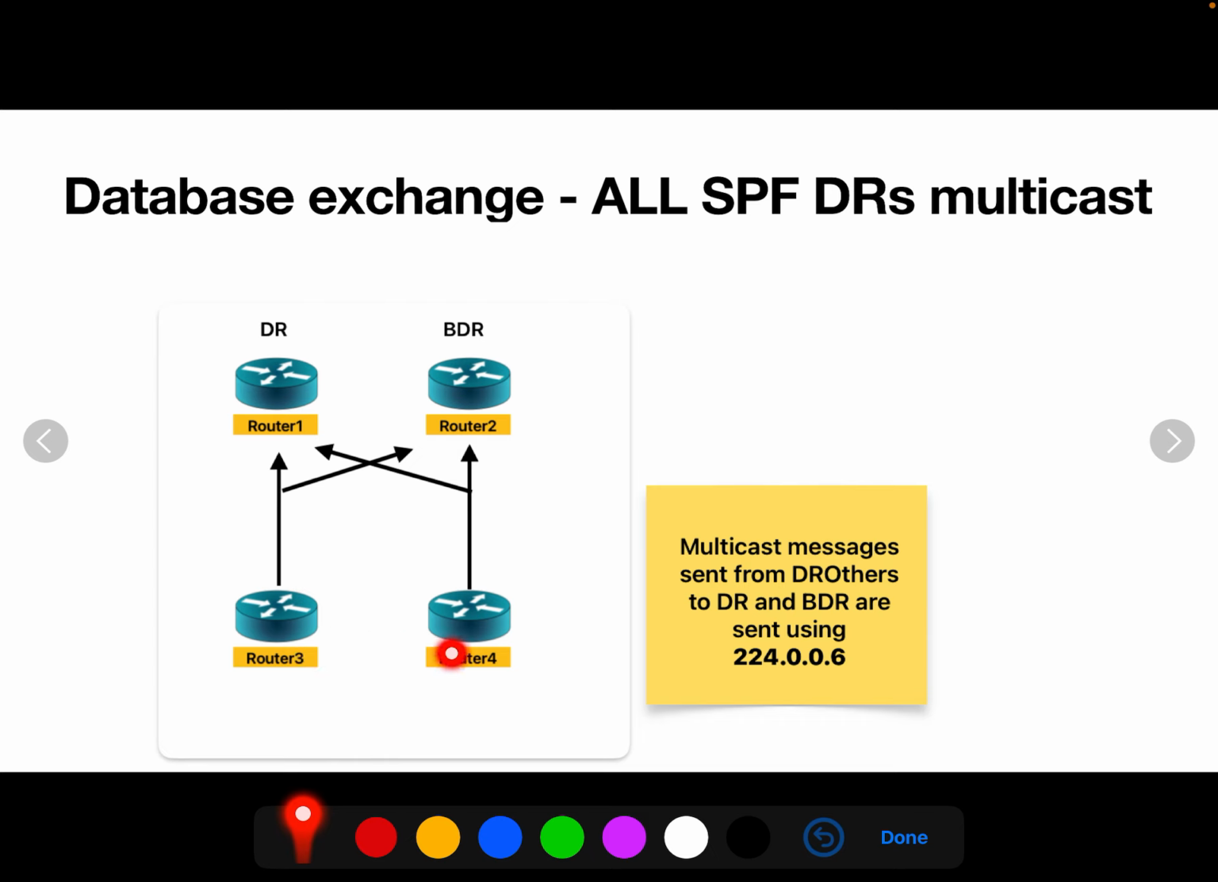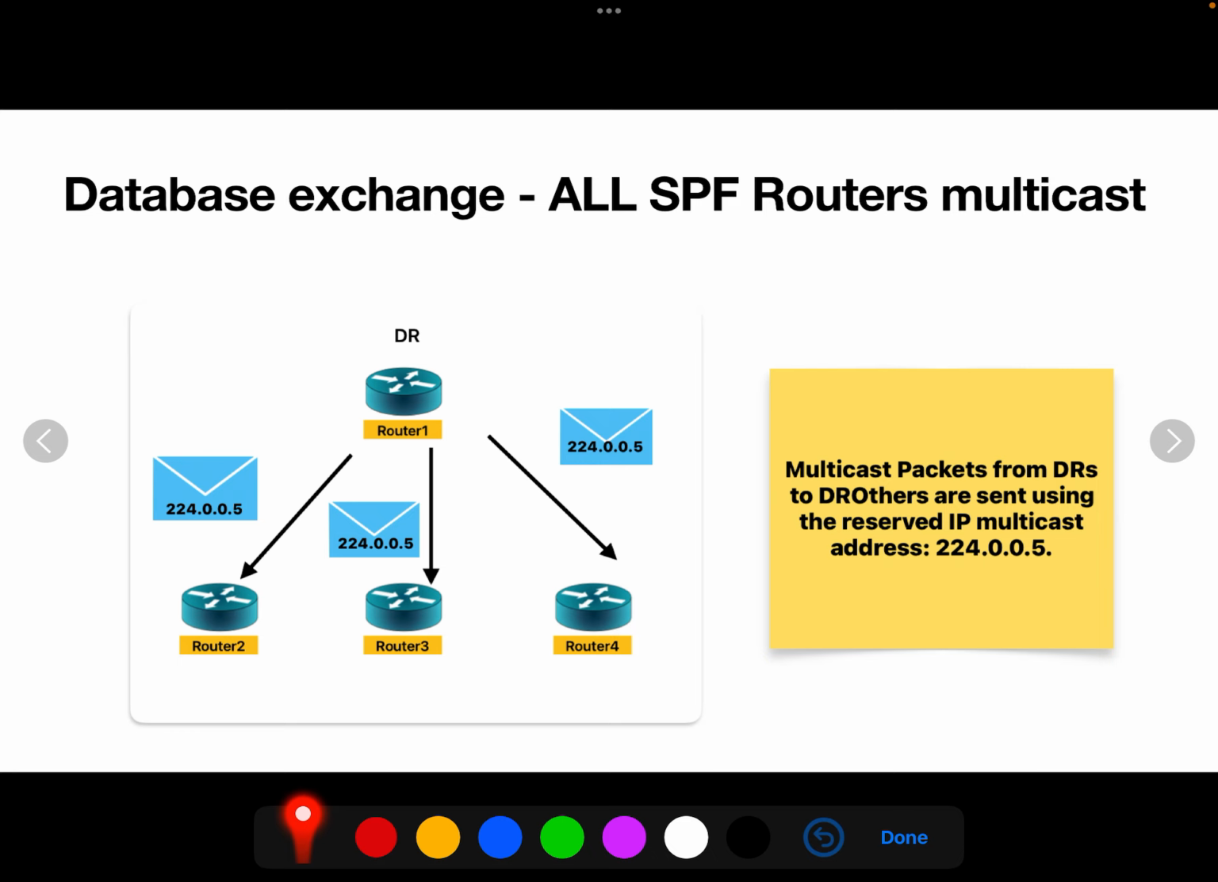It's going from the DR other routers to the designated router and also the backup designated router, because he needs to know this information, because one day he might become the designated router. He might have to step in. Now, I did go over this slide a bit earlier. So, all SPF routers multicast.